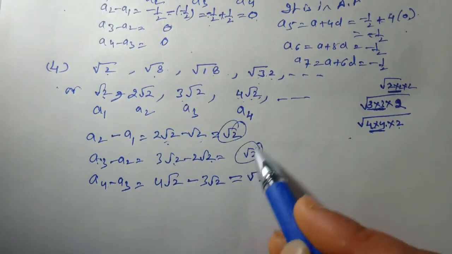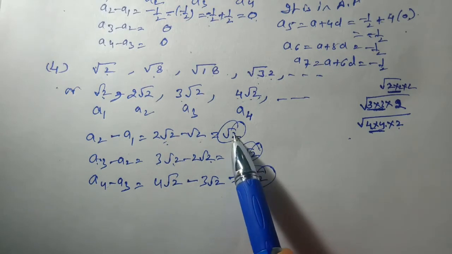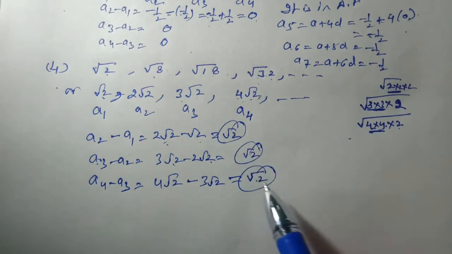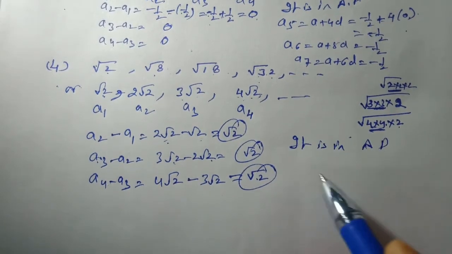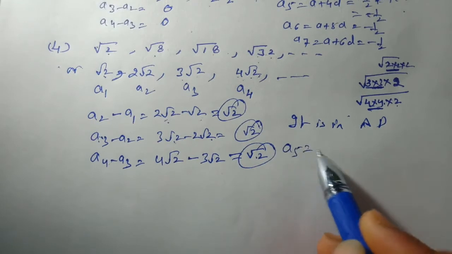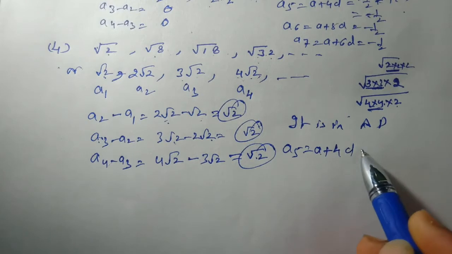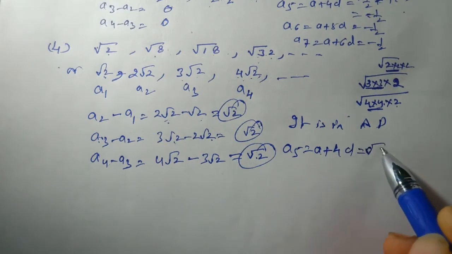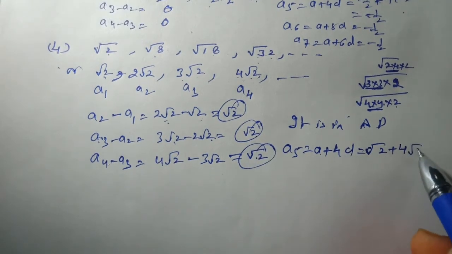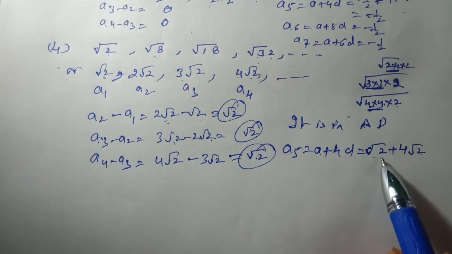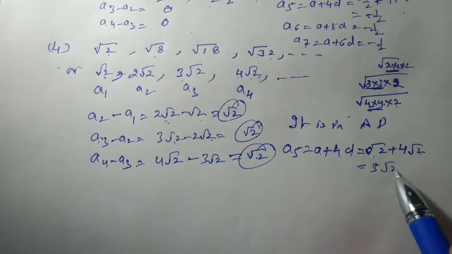So here also we are observing they are having the same root number. It means they have the common difference root 2. So it is in AP. Now when you have to find the fifth term, A fifth is equal to A plus 4D. It is equal to A we have root 2 and D we have again root 2. So we can add both of them because both of them have the same root number. 4 plus 1, 5 root 2.